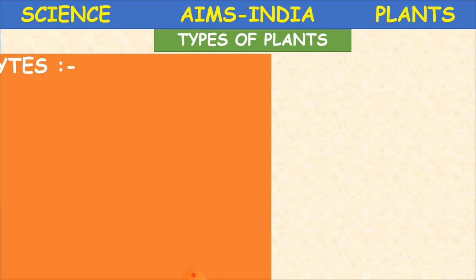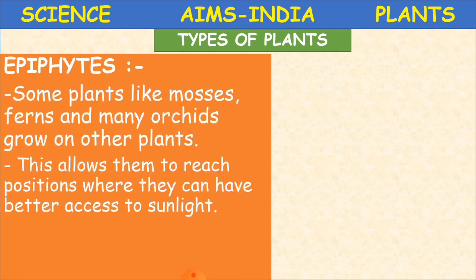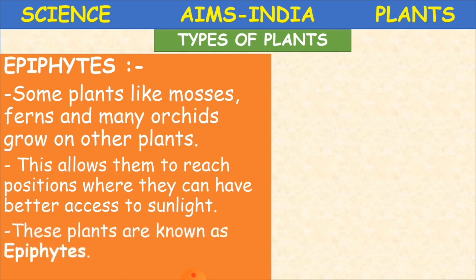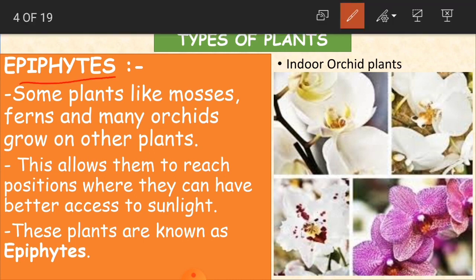Now the other type of plants. What are they? Epiphytes. Some plants like mosses, ferns and many orchids grow on other plants. This allows them to reach positions where they can have better access to sunlight. So epiphytes, what are they? These plants are like mosses, ferns, and many orchids. Where do they grow? They grow on other plants.